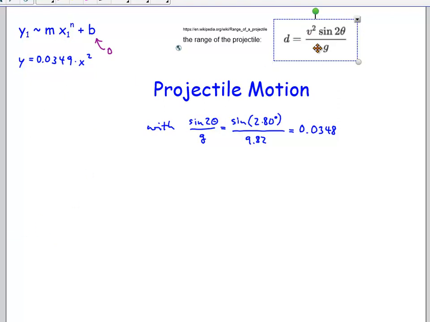And when you plug this one in, the second part here, the sine 2 theta over g, I had you shoot those cannonballs or pumpkins or whatever at an angle of 80 degrees. And then divide by 9.82, you come up, or I come up with 0.0348, which matches the one that I got on there, the 0.0349. So this one really is the factor in front of it. Again, the b here is 0.